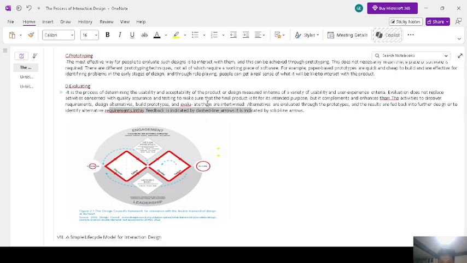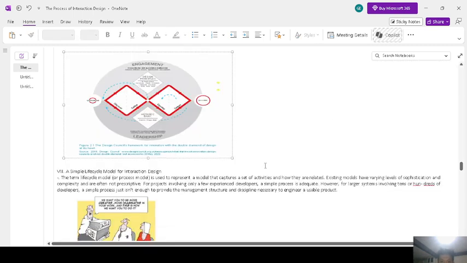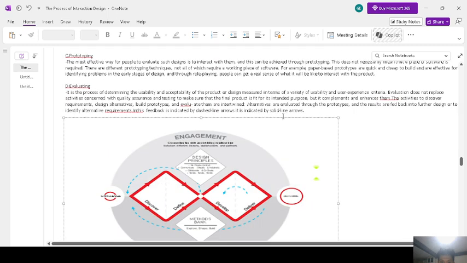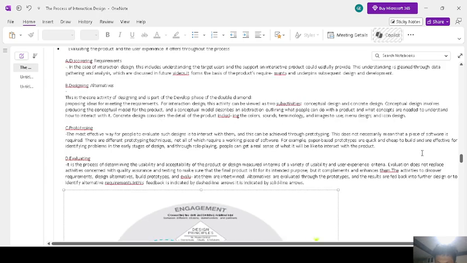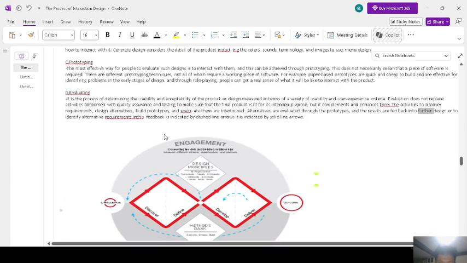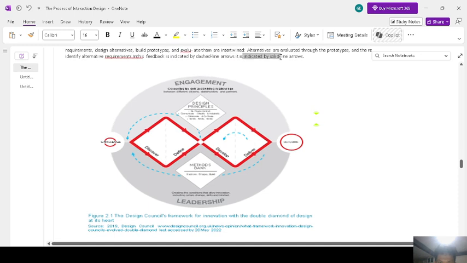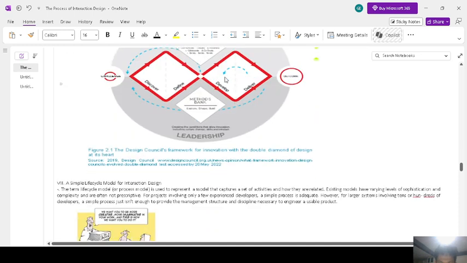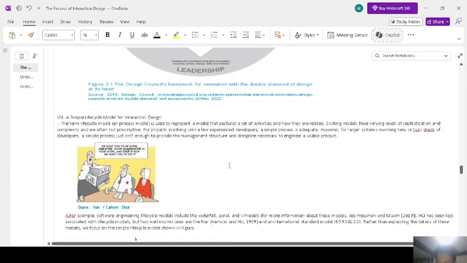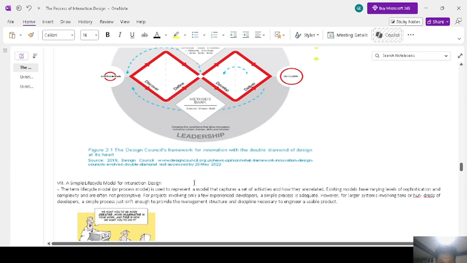In this, feedback is indicated by dashed line arrows. It is indicated by solid arrows. Basically, the results are fed back into further design or further development. This feedback is indicated by dashed lines, and then solid line arrows. So when you deliver, there's a feedback, then you develop it. It's kind of like the agile methodology which we discussed in the previous videos.